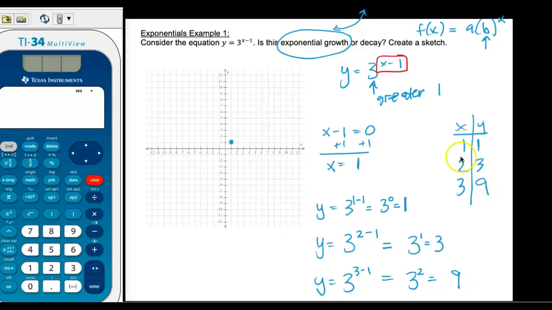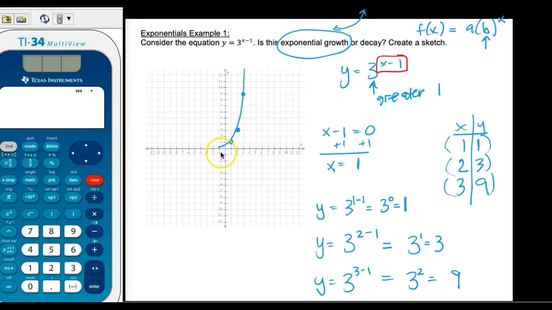So now I'm going to plot those points. These are all just coordinate pairs, or ordered pairs. So I'm going to plot (2, 3), and I'm going to plot (3, 9). If you wanted to plug in something like negative 1, you could, but you don't have to. So really it's just going to go this way.